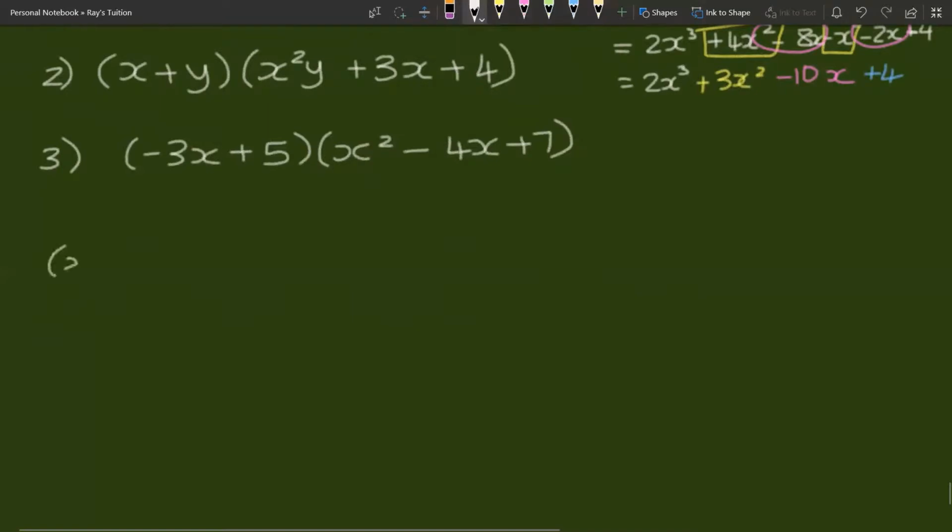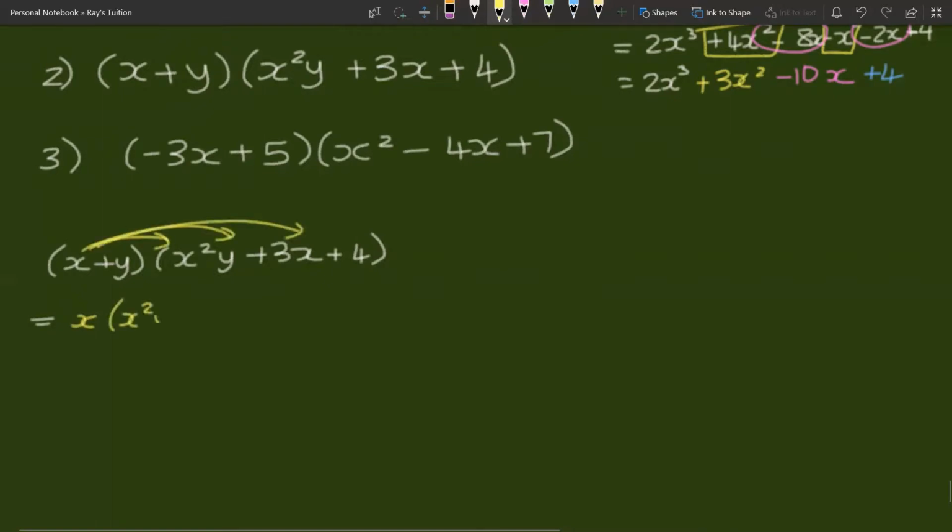So the second one is x plus y times x squared y plus 3x plus 4. So once again, we're going to have to distribute everything in the first bracket with everything in the second bracket. So first we're going to have the x. So x times everything in the second bracket, so the whole second bracket, x squared y plus 3x plus 4, and then plus y times everything in the second bracket, which is x squared y plus 3x plus 4.